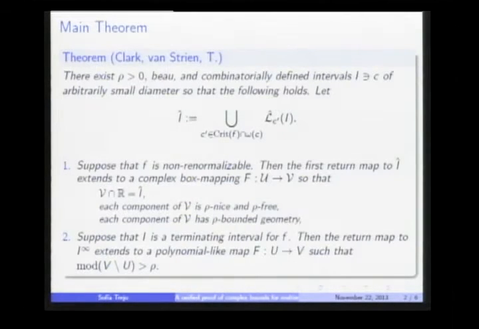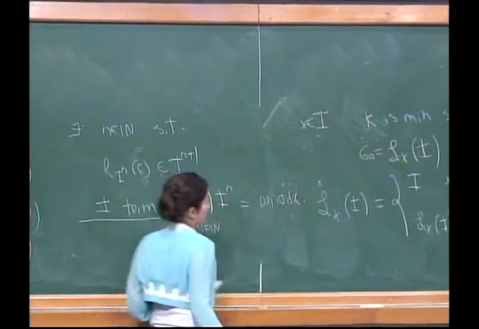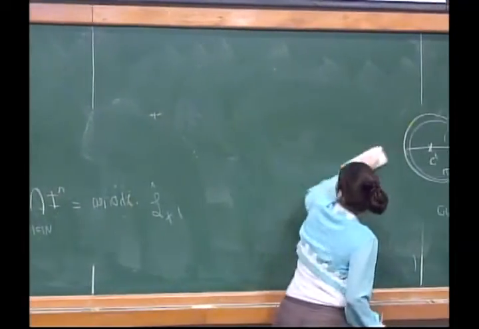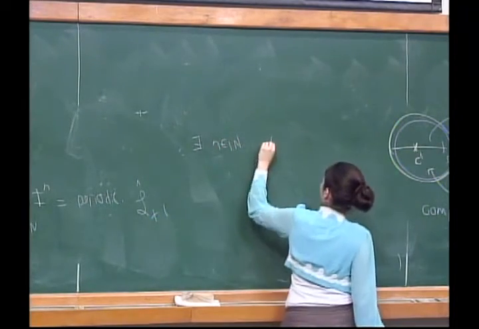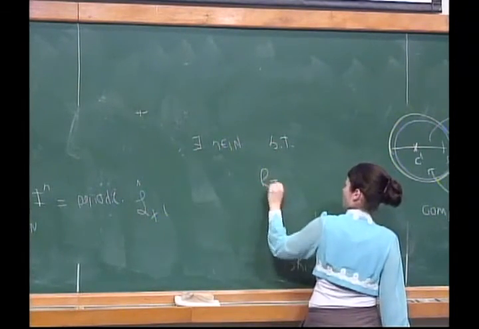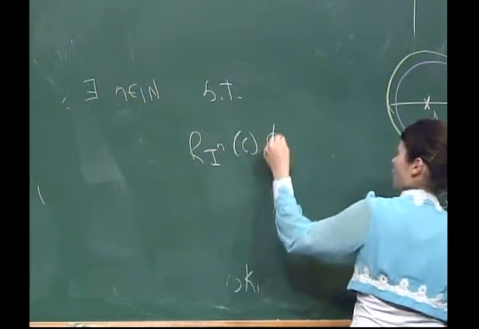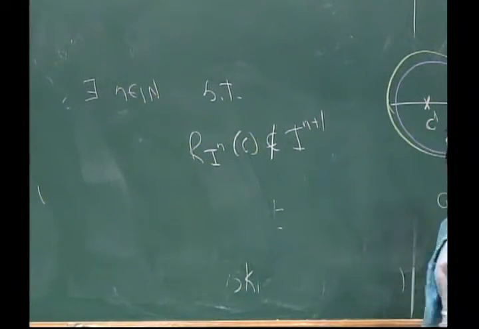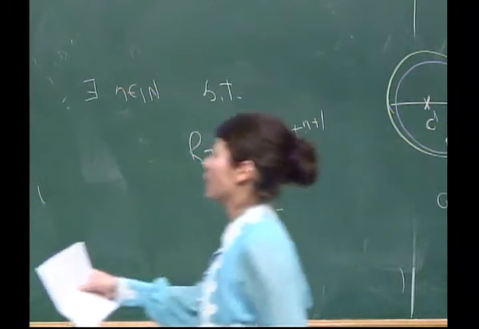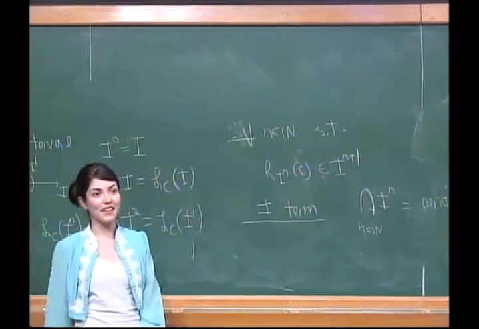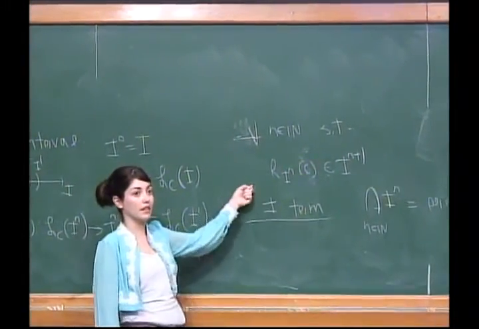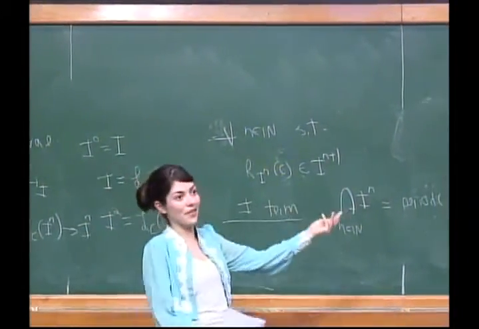And if this doesn't happen, what is it? The other option is that there exists some n in N such that the return map to In of the critical point is not in the next one. So that's the only two possibilities. Either for all n you land in here, or there exists one where you escape.